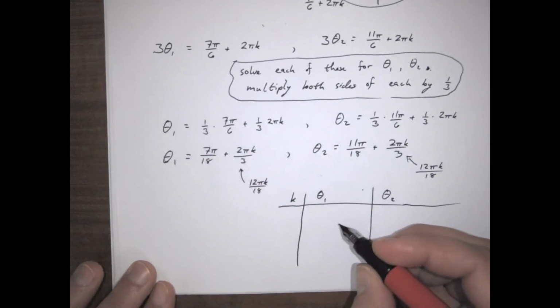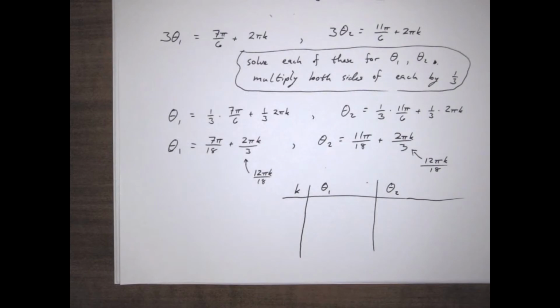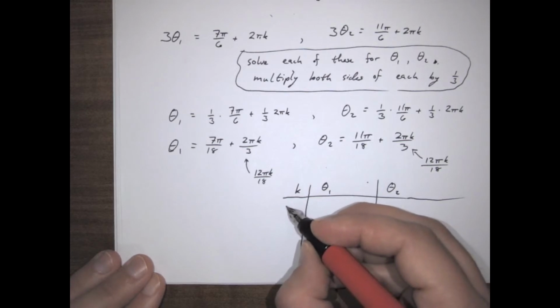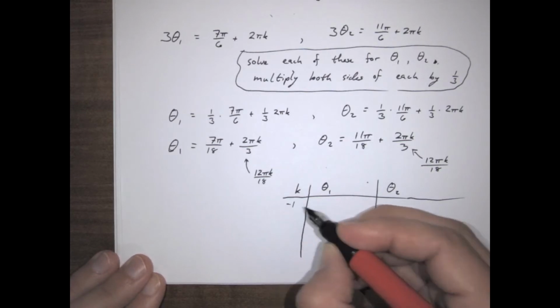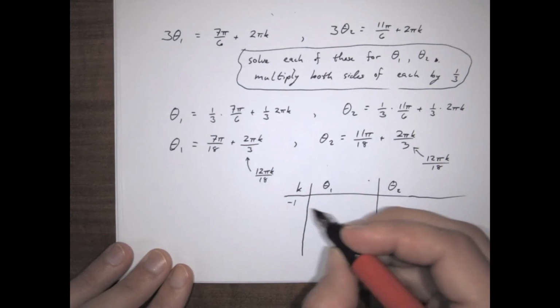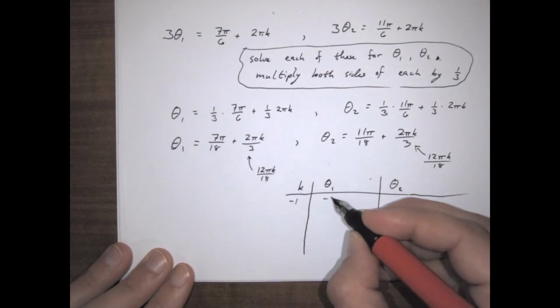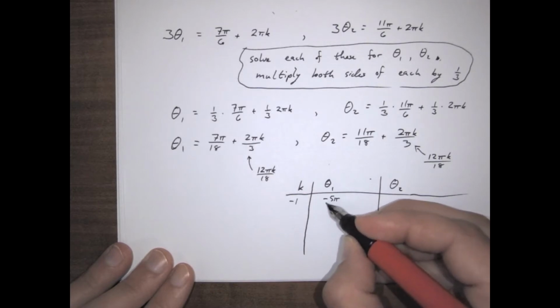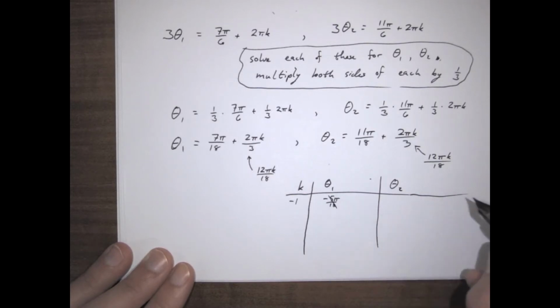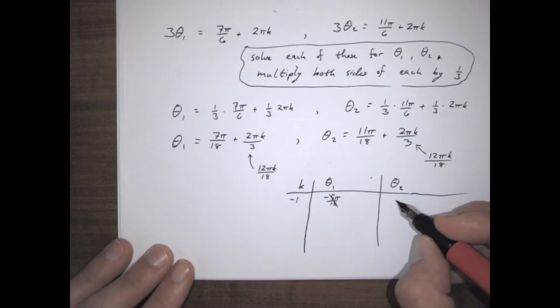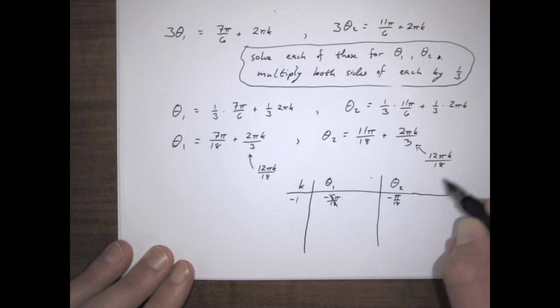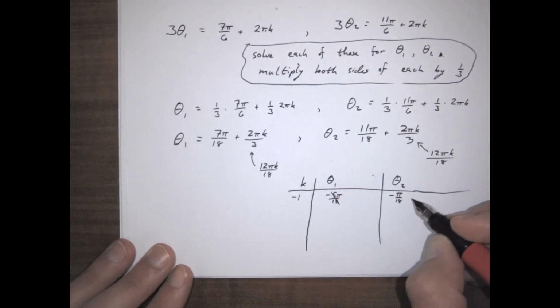And give yourself some space on these for letting the thetas be reduced if necessary. All right, so we can try negative 1 just to start with. So that's going to be 7 pi over 18 minus 12 pi over 18, which is negative 5 pi over 18. Too negative. And same thing over here, it's going to be negative pi over 18. So 11 minus 12 is negative 1. Too small.